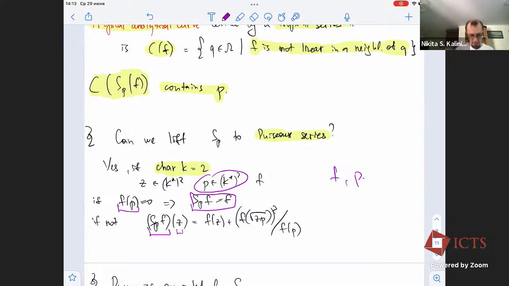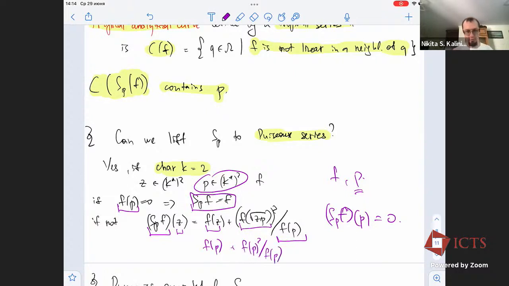At a point z, it equals f of z plus f of the square root of zP, divided by f of P. First of all, it's clear that SP of f applied to P is zero, because here we have f of P and here we also have f of P squared divided by f of P. So it is zero because the characteristic of my field is two. But also, in fact, if f was a polynomial, then this thing is also a polynomial. Again, because if you take a polynomial and substitute the parameter by the square root of something, but then you take the square of it, then all square roots disappear because I perform that over characteristic two. So this thing is again a polynomial and f of P is a constant.